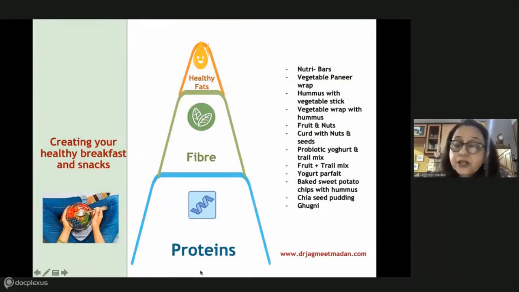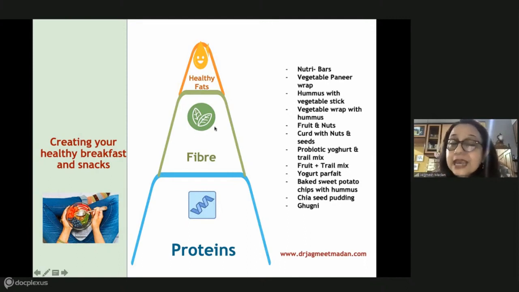Of course, the first and foremost is the protein, which, as I told you, gets very much neglected in Indian diets. By default, most Indians are vegetarians. Even the non-vegetarians are vegetarian because they don't consume non-veg food more than 2 or 3 times.